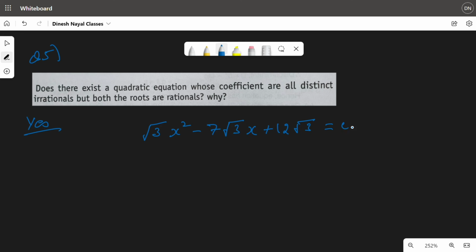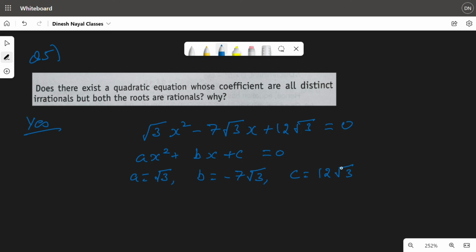Now see, we are finding the roots by the quadratic formula. A is root 3, b is minus 7 root 3, and c is 12 root 3. So comparing it with the equation ax square plus bx plus c equal to 0, we see that a is root 3, b is minus 7 root 3, and c is 12 root 3.